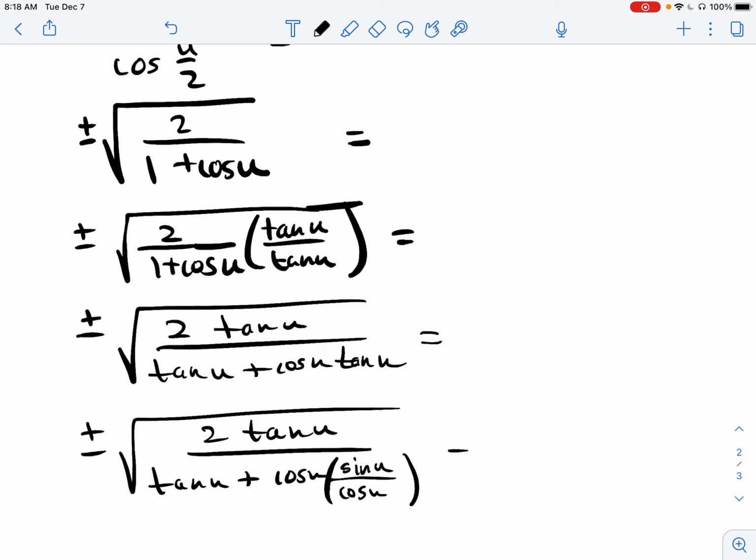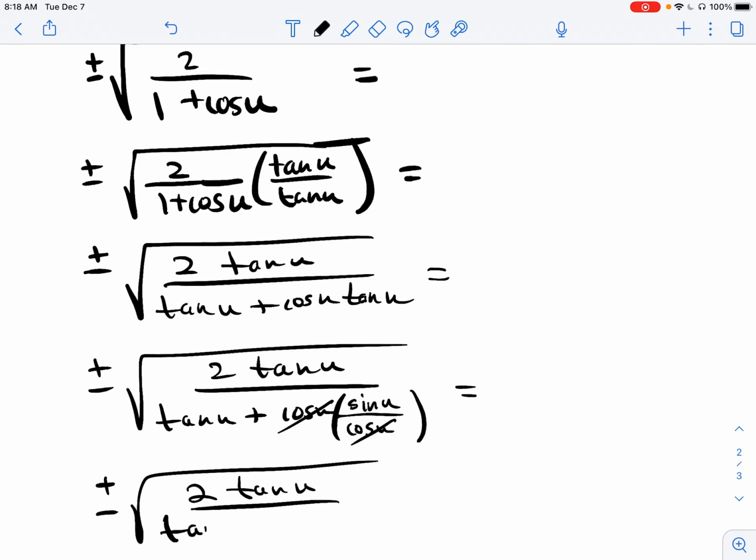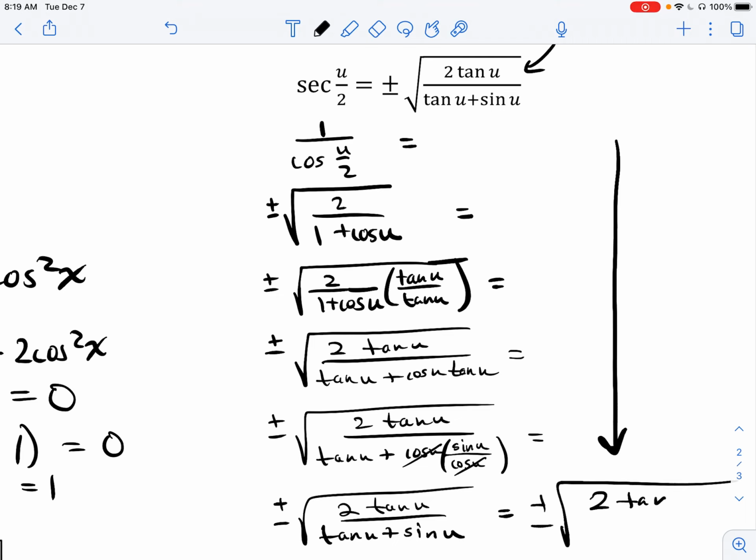And we're pretty close from here. At that point, these cosine u's would divide out. So we have 2 tangent of u all over tangent of u plus sine u. And that is exactly what we were looking for in the original problem. So I'm going to draw my arrow, extend that all the way down, and write that plus or minus, and just write it again. Just to establish that we did indeed rewrite one side so that it is exactly equal to the right side, therefore proving that the first statement is indeed logically true.